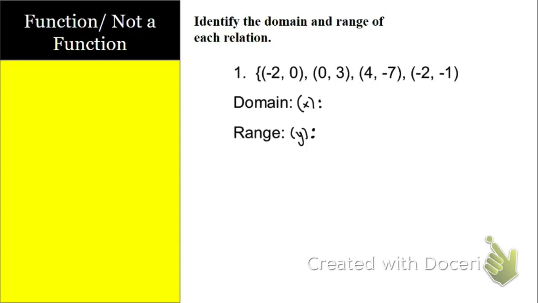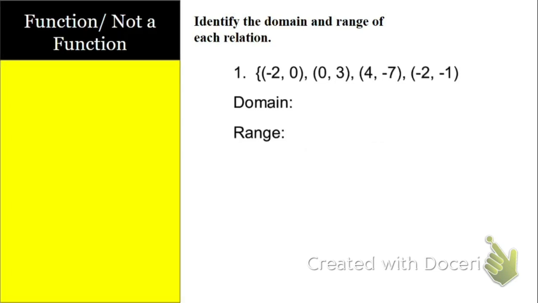So for my domains for my first set, that's nothing but my x value. So I'm going to start with my x. That's going to be -2. That's going to be 0, 4, and -2. For my range values, that's 0, 3, -7, and -1. So here we listed out and identified what our domain and ranges were.